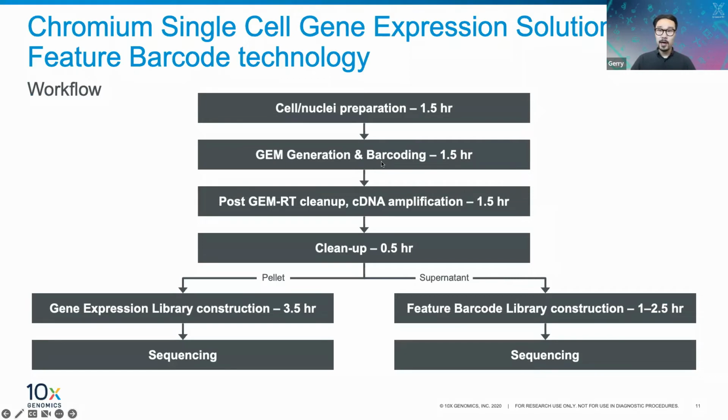Gem generation and barcoding takes about 1.5 hours. Then you move on to your post-gem RT cleanup and your cDNA amplification, which takes about another 1.5 hours. And then finally, you'll do a final cleanup, which takes about 30 minutes. You'll then take your pellet forward to gene expression library construction, which takes about 3.5 hours, after which you can sequence this library.